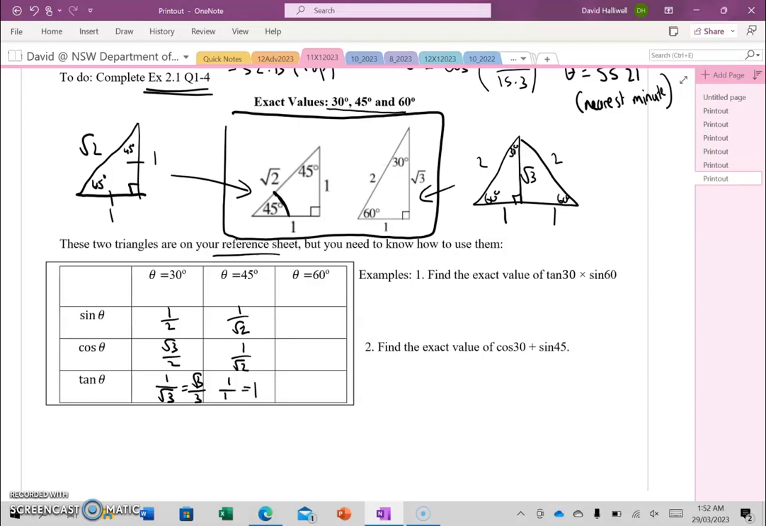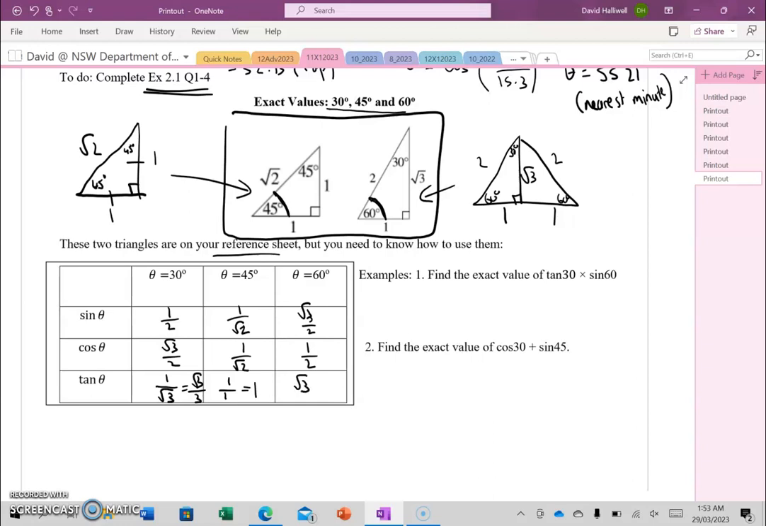60 degrees. So looking at this angle here, this 60. Okay, sine is opposite over hypotenuse, root 3 on 2. Okay, cos is adjacent over hypotenuse, which is a half, and tan of 60 will be opposite over adjacent, which is root 3 on 1, or just root 3.